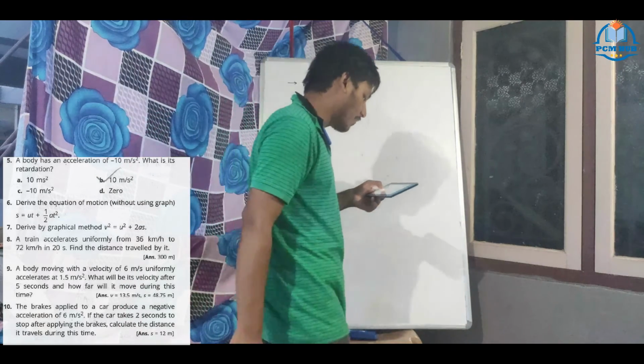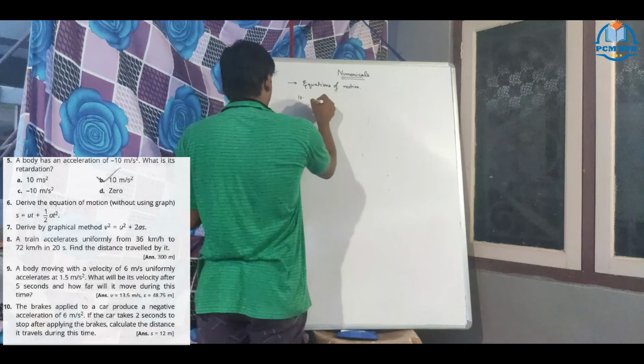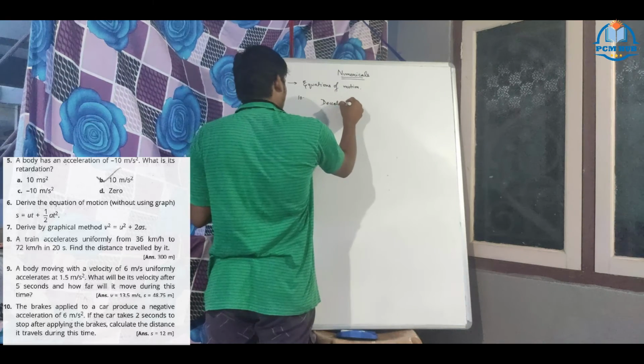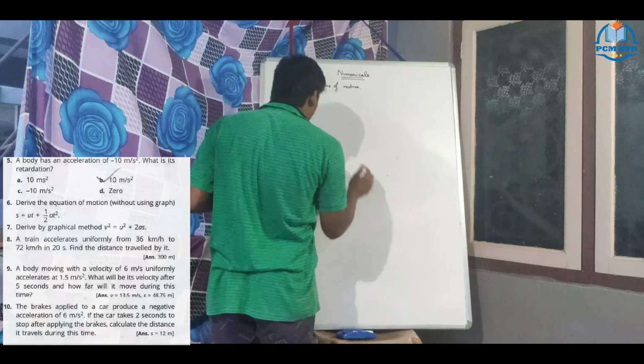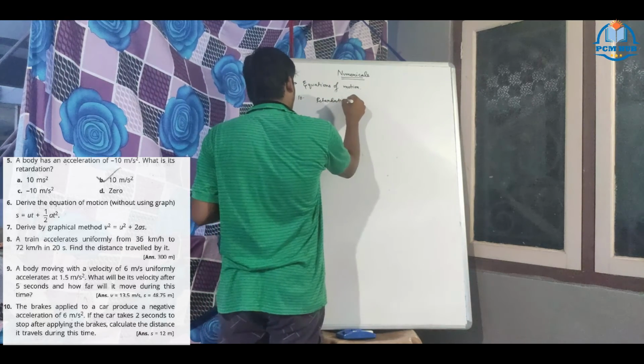Okay, 10th problem. Brakes applied to a car produce a negative acceleration of 6 meter per second square. So it is a deceleration, or a better word is retardation. So the retardation is how much, Sharan?